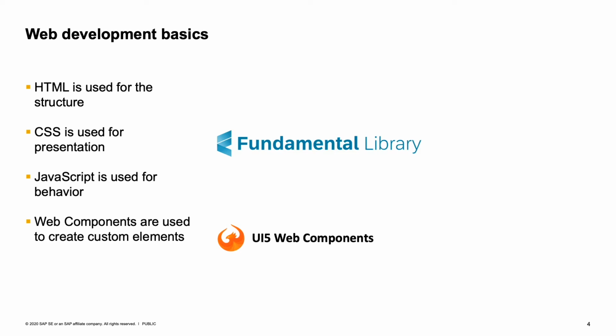There's the fundamental library project, which lives on the CSS layer, and the UI5 web components project that, as the name suggests, lives on the web components layer. So I say it again one more time. The fundamental library project uses CSS for the styling, and UI5 web components come with components that bring a lot of logic with them, but they're also already styled.